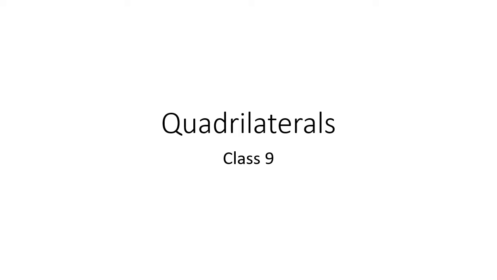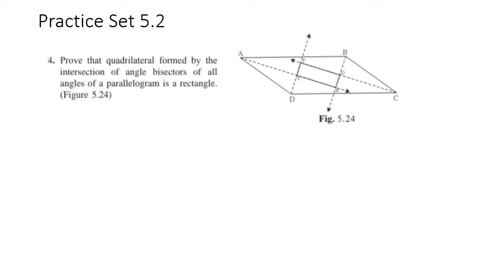So today's topic is quadrilaterals part 3. We'll be continuing with the practice set 5.2. The sum says prove that the quadrilateral formed by the intersection of the angle bisectors of all the angles of a parallelogram is a rectangle.